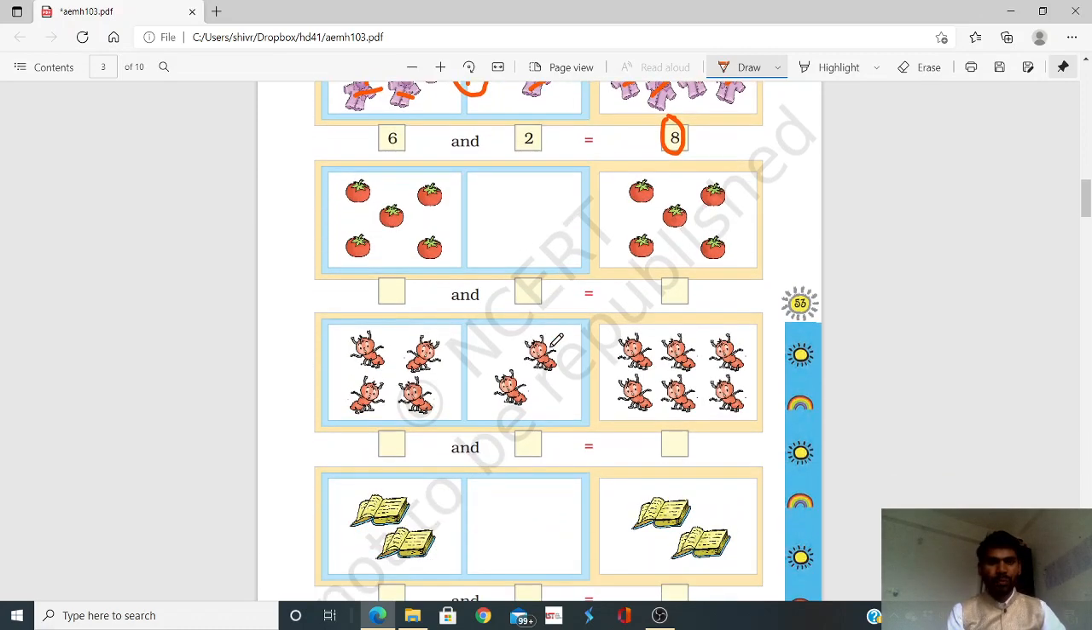Here we have to solve the question. Here you can see 5 tomatoes, 1, 2, 3, 4, 5. Here we have to write 5, right? And there is nothing in this box, therefore our answer will be 0 plus 5 is equal to 5, right?